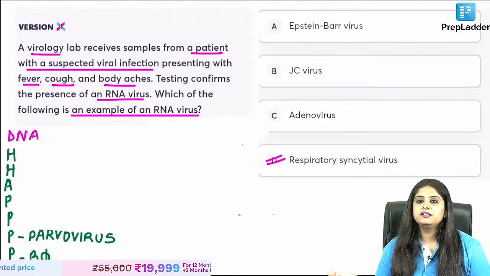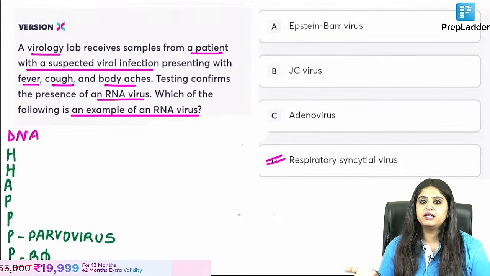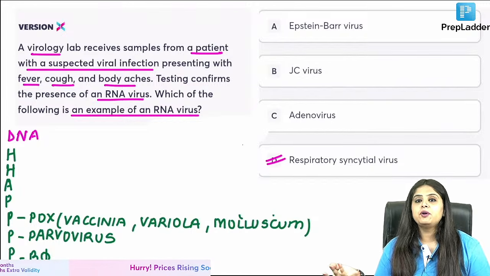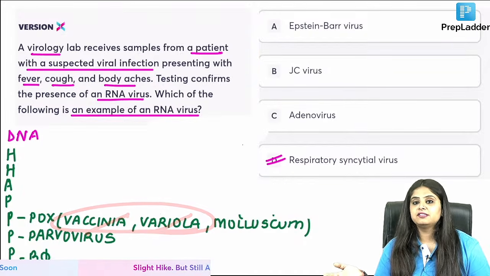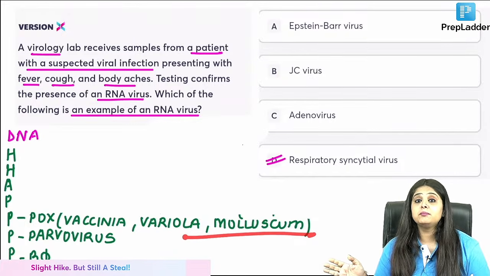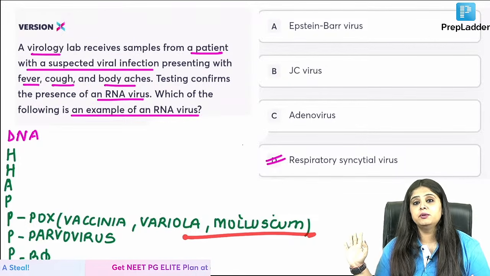Which other P do we have? P for parvovirus, वो जो slap cheek appearance अभी पढ़ेंगे. P for parvovirus. P for pox virus. सारे pox, like we have smallpox, cowpox. So ये vaccinia variola वाले pox. Molluscum pox you have studied in dermatology.